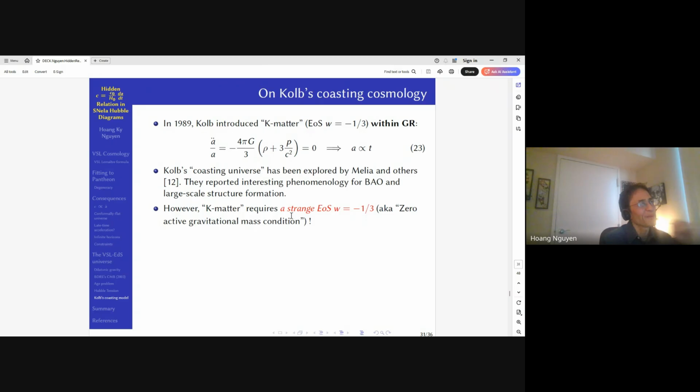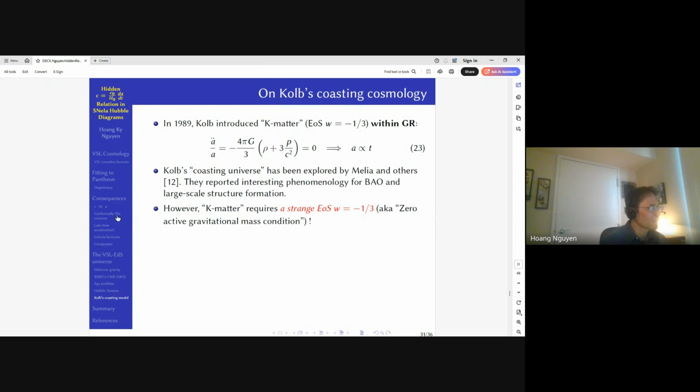Now, the problem with this one is that for this universe to happen, it requires kind of a strange equation of state, right? And that's a very strange form of matter. And also note that this condition means zero active gravitational mass. So somehow the gravitational mass of the fluid would cancel out perfectly. Therefore this is the key problem for the ghosting cosmology.